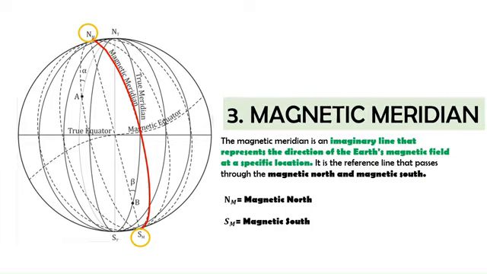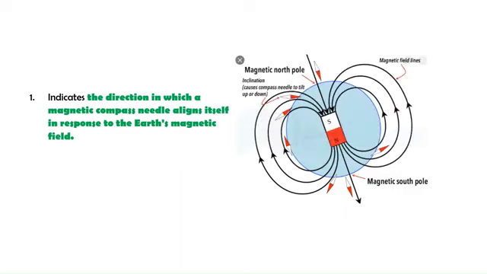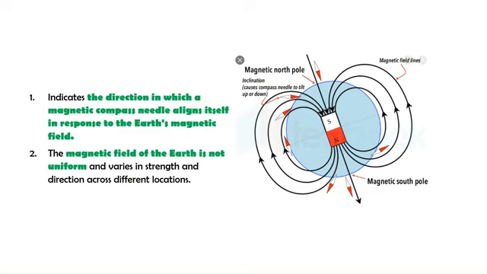The magnetic meridian indicates the direction in which the magnetic compass needle aligns itself in response to the Earth's magnetic field. The magnetic field of the Earth is not uniform and it varies in strength as well as direction across different locations. So the magnetic meridian at a particular point may not be the same at another location.